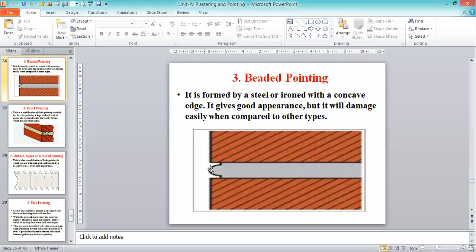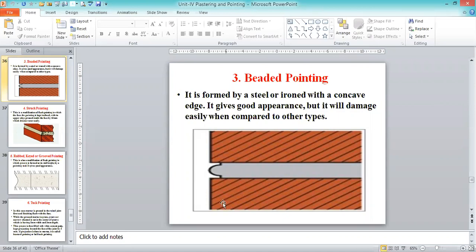Here earlier, in the case of the flush pointing, we started from the edges, and in the next pointing, the recessed pointing, we leave some space. This is a pointing where we leave a space.